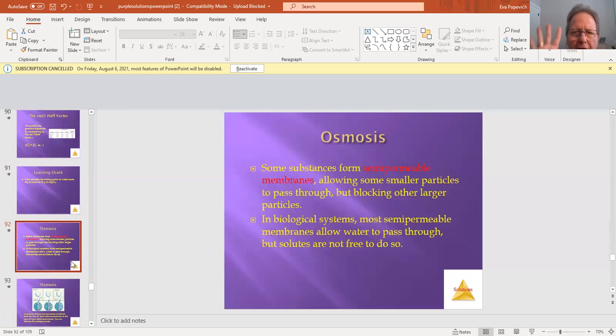Again, there are 4 colligative properties. We just dealt with vapor pressure lowering. Now we're going to deal with something called osmotic pressure. If you have a semi-permeable membrane, what this does is it allows some of the molecules to go through, holds back others. In biological systems, cell membranes allow water to pass through, but solutes are not free to do that.